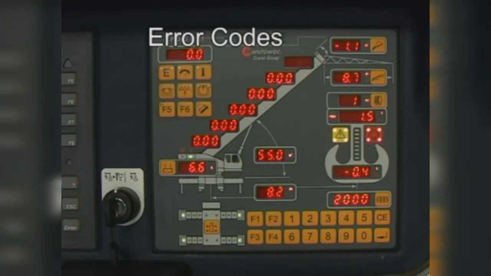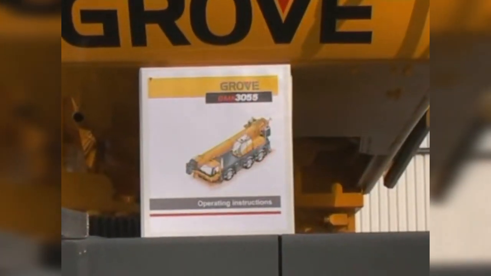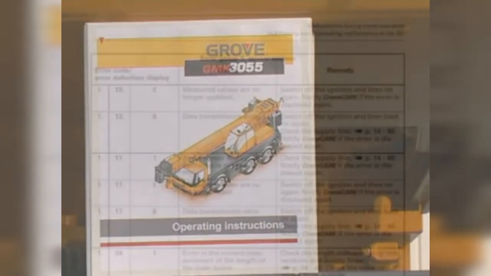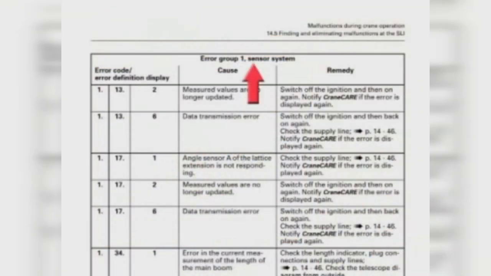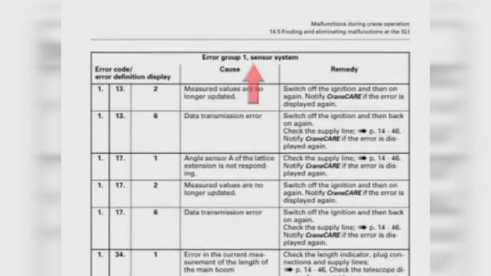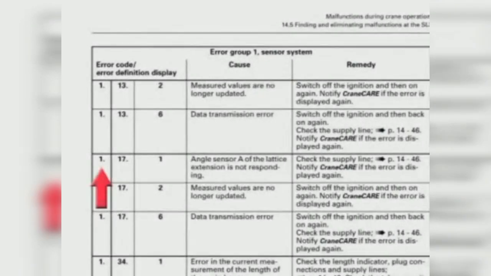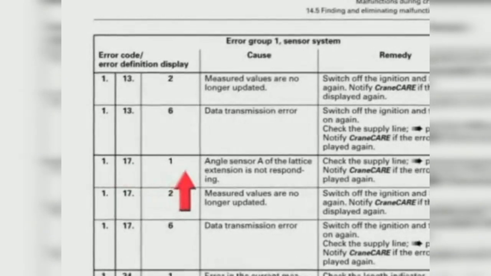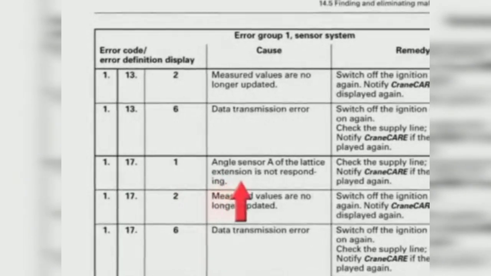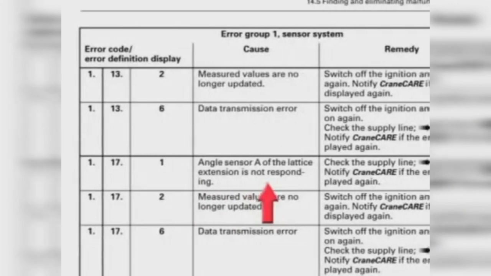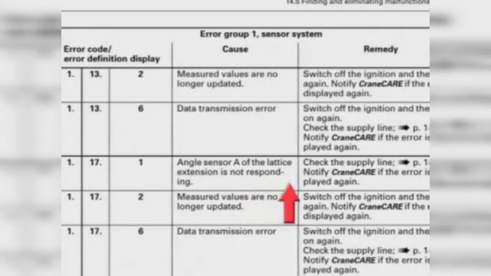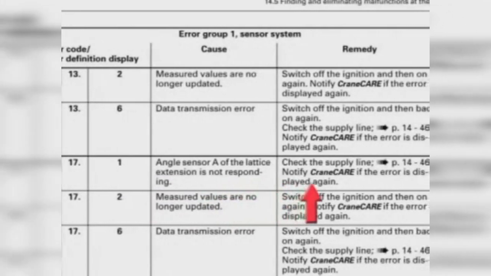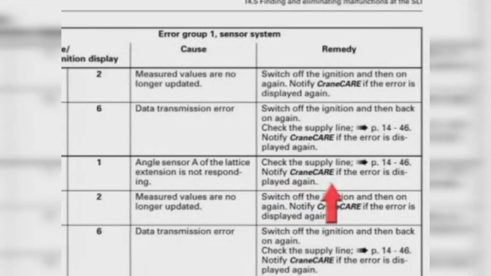Information to determine the cause of an error can be found in section 14 of the operator's manual. By using the Group 1 error tables, we can find error 1, 17, 1, to determine the cause and possible remedy. If a repair is required, you should write down the error message and then contact your supervisor.